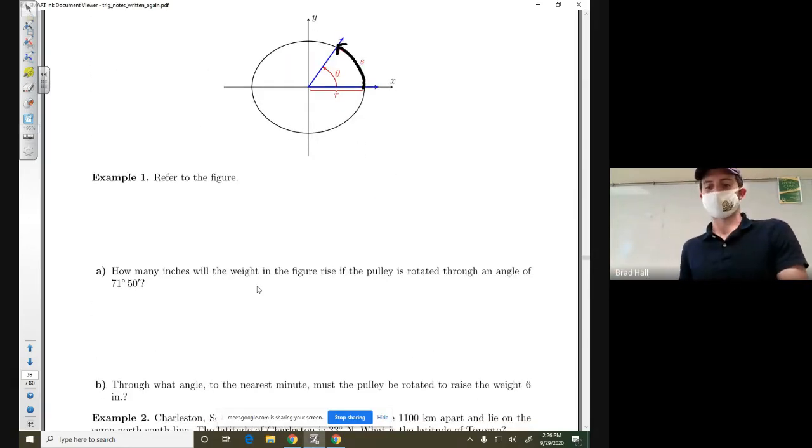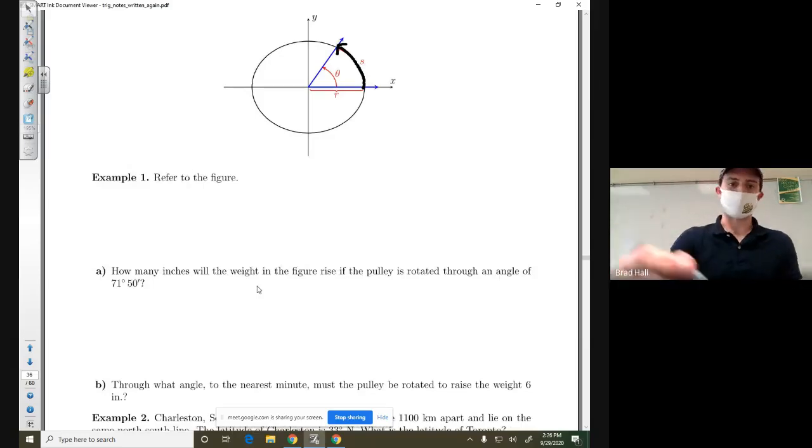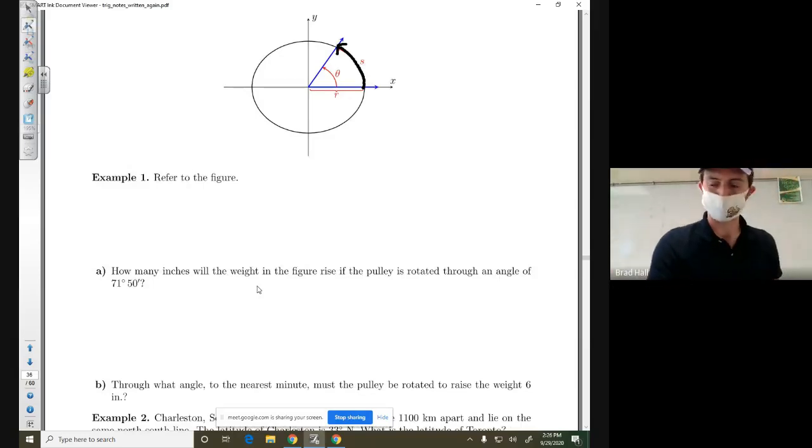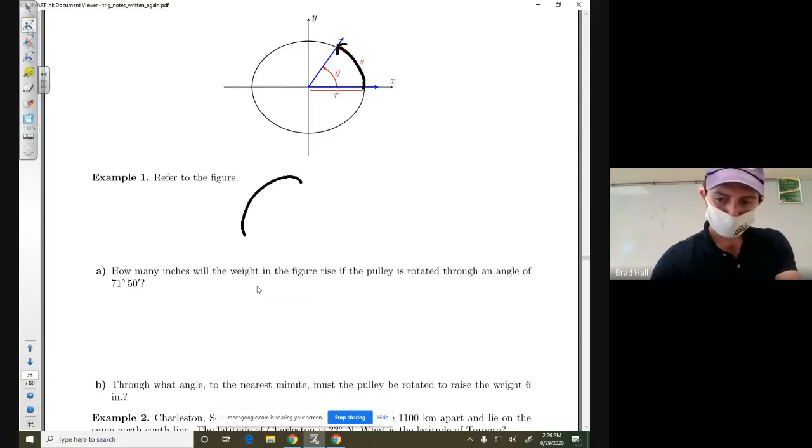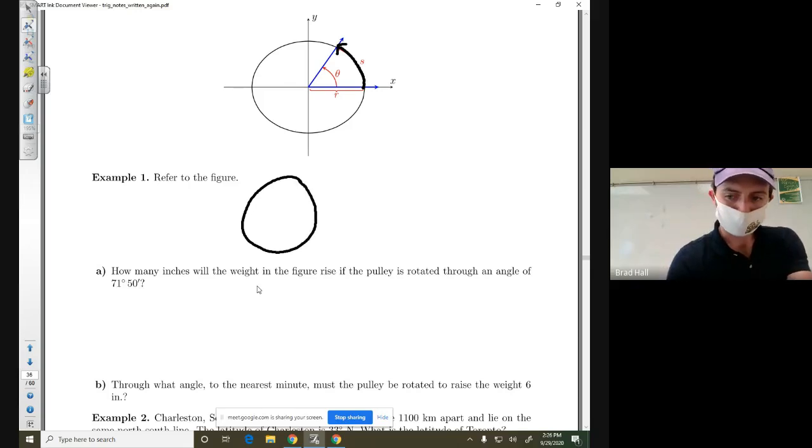So it says, for example 1, refer to the figure. I did not draw a figure. I was trying to figure out how to type it, and I was getting frustrated and gave up. So I'm just going to draw it here. The figure in question is a circle. It's a pulley system that has a weight connected to it. So that's a weight.